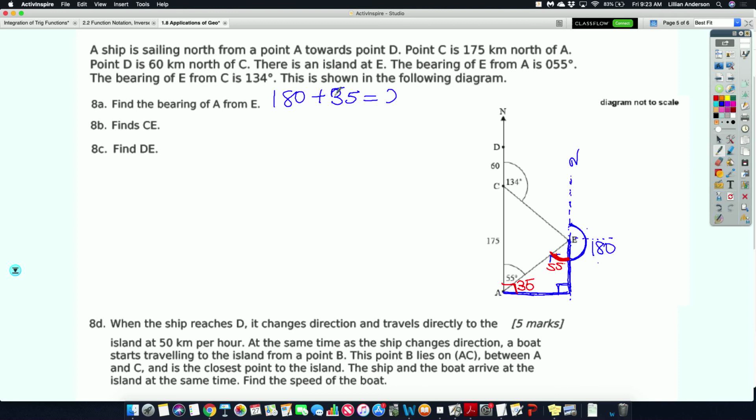Oops, 55. It's 230. I should write this down. So now that I have that bearing, let's find CE. CE is this segment right here. I'm looking for that segment, CE.